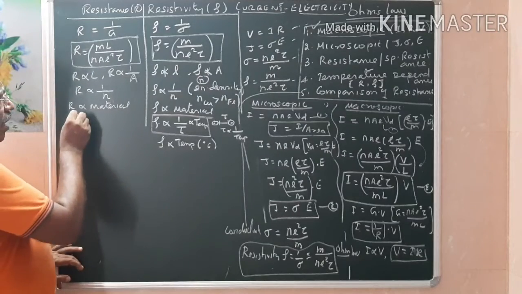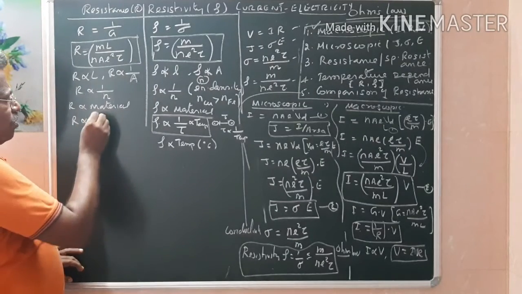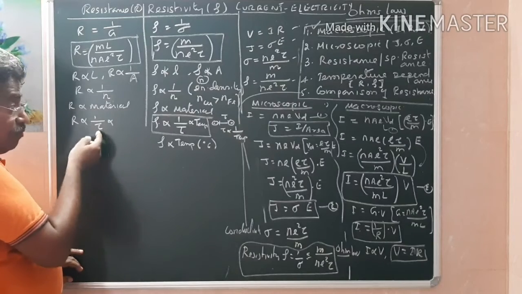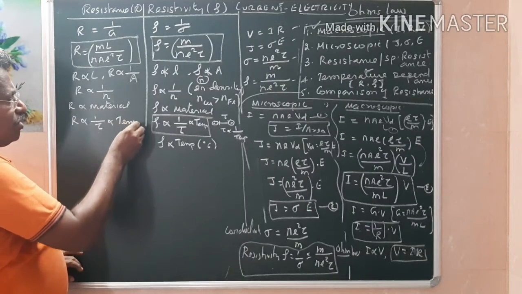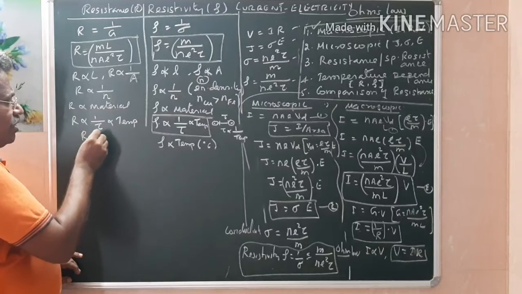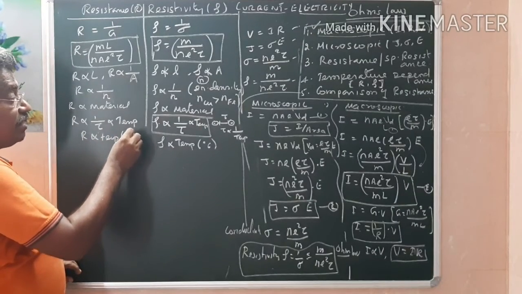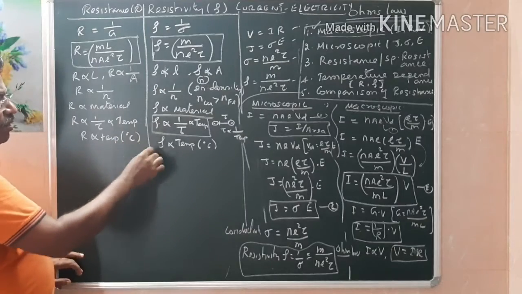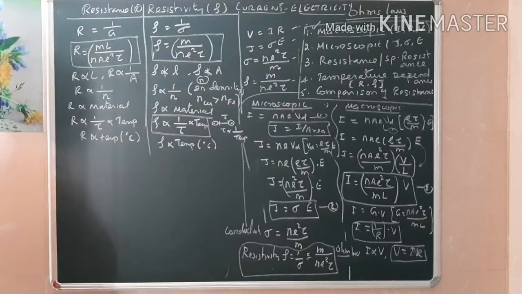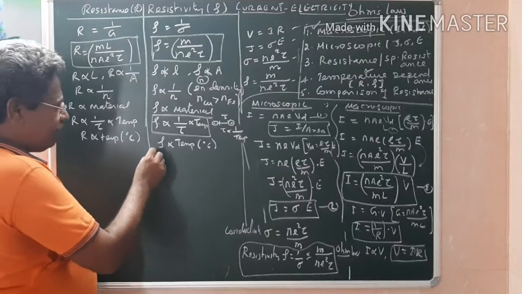Similarly, R is also proportional to 1 by tau. As tau is inversely proportional to temperature, R is directly proportional to temperature. Therefore, resistance also depends on temperature, expressed in degrees Celsius, not in Kelvin. These two are the same for both. Therefore, how do we write the temperature dependence?